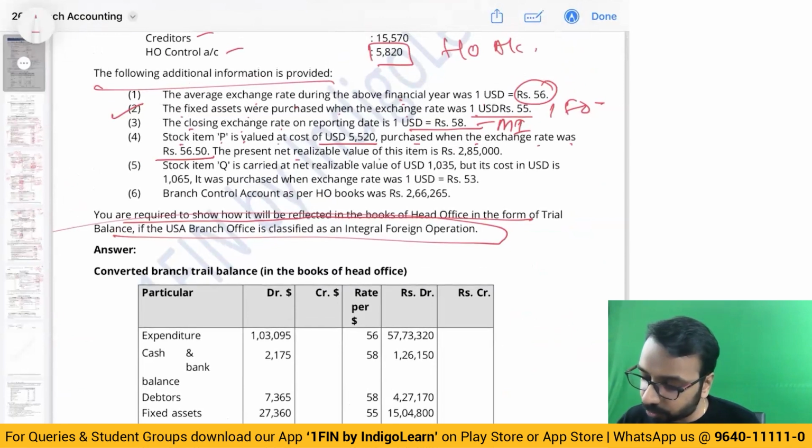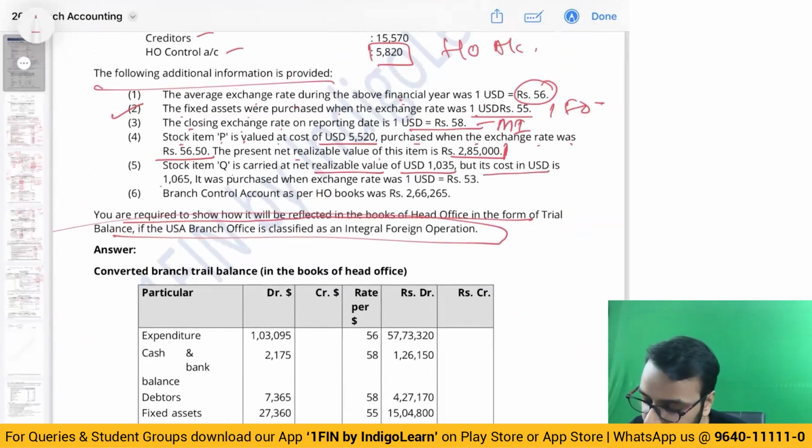Net realizable value is 2,85,000. Now, they should have given it in dollar terms, but they have given it in rupee terms. Okay, we'll consider the rupee term. Stock item Q was carried at NRV of 1035, but its cost in USD was 1065. It was purchased when the exchange rate was $1 is 53. So the second item is at NRV, so we'll take the NRV rate. The first item is at cost, so we'll take the costing calculation.